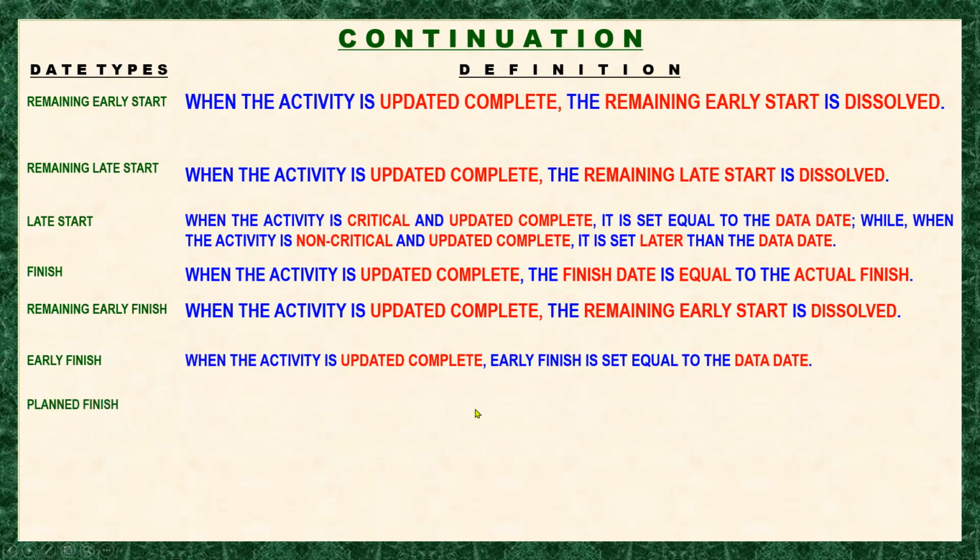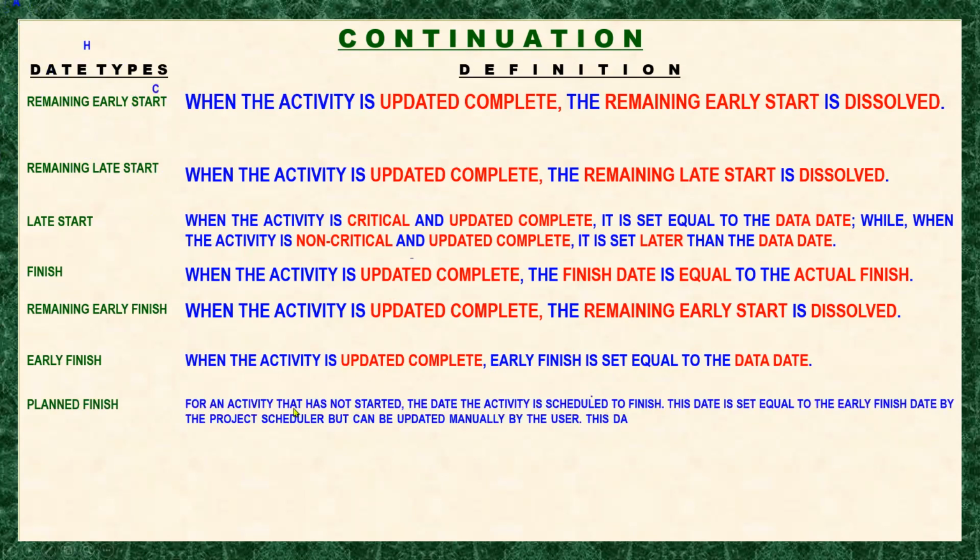Okay, let's move next to plan finish. So according to Primavera, for an activity that has not started, the date the activity is scheduled to finish. This date is set equal to the early finish date by the project scheduler, but can be updated manually by the user. And also this date is not changed by the project scheduler once they apply an actual finish date. So let's go to Primavera.